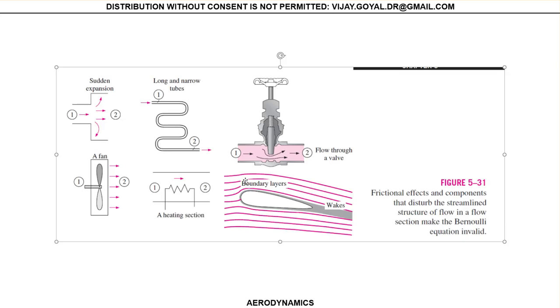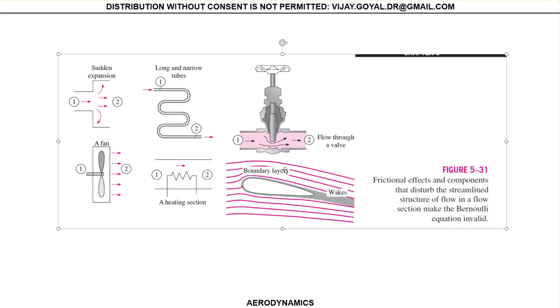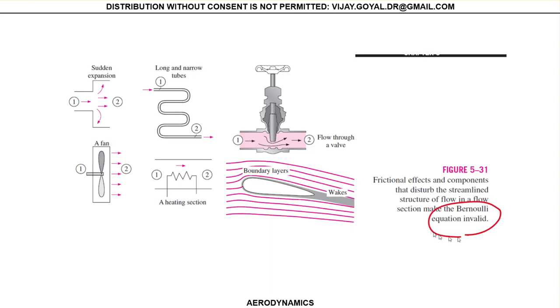These are sections where the Bernoulli equation is invalid. Okay, it's invalid. This is a no Bernoulli equation. You can see that here is expanding, so I'm going to have lots of friction going on here, so that's why there's a no. Here is a long and narrow tube, so you can expect a lot of friction on top and bottom, so this is a no.